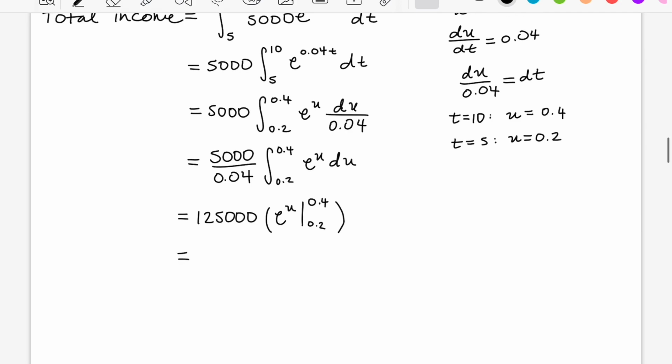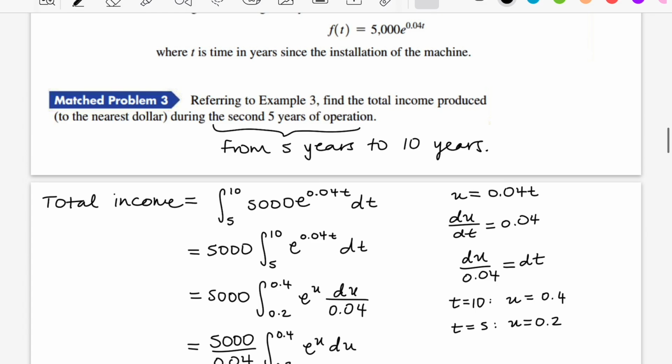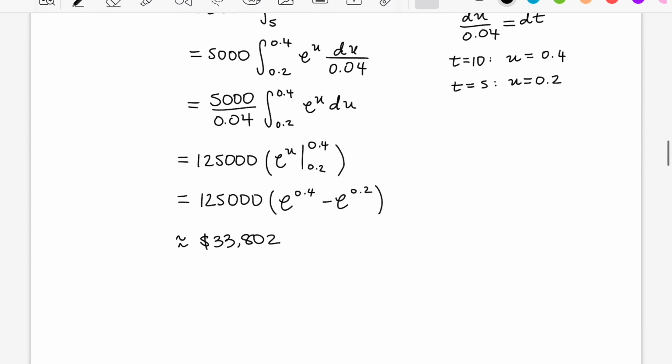Doing so, we'll get 125,000 times e to the 0.4 minus e to the 0.2. And this is going to be approximately $33,802. So this is the total income produced during the second 5 years of operation.